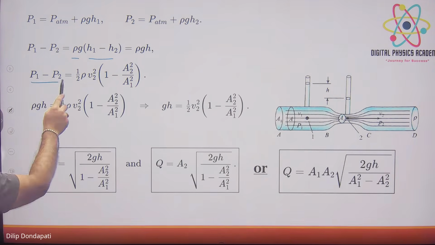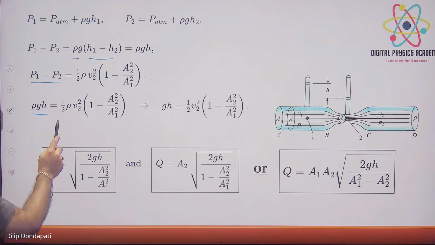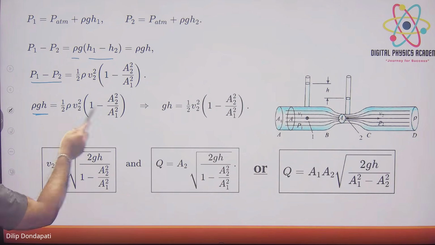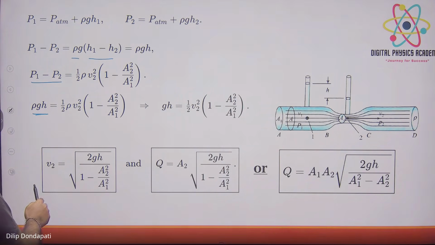Now in its place I am substituting this: rho G H is equal to half rho V2 square into 1 minus A2 square by A1 square. Now rearrange, cancel rho, and after rearranging we get V2. Look, V2 is under root 2GH by 1 minus A2 square by A1 square. That is the formula.